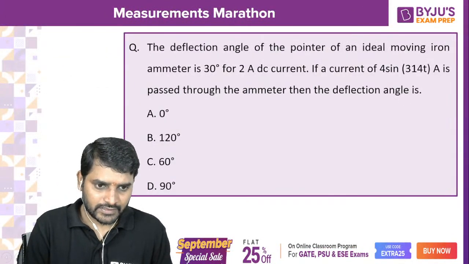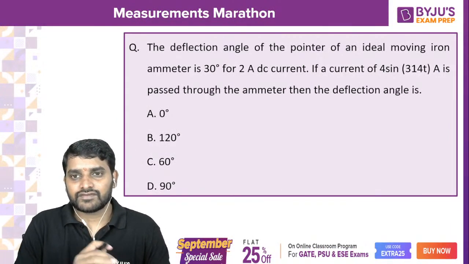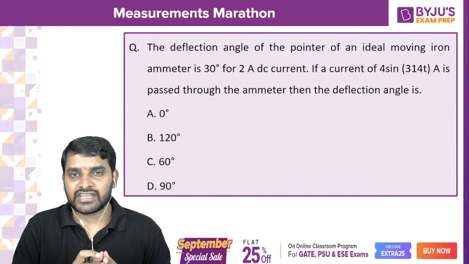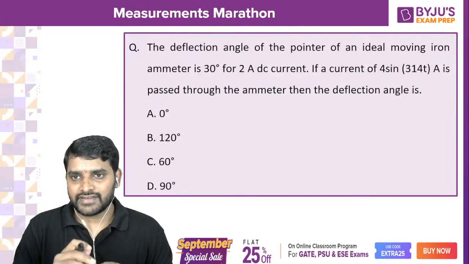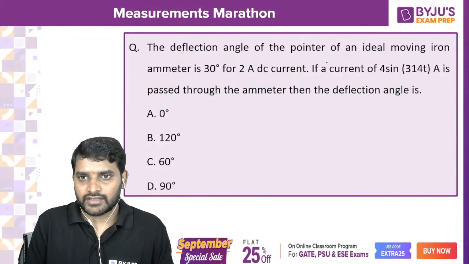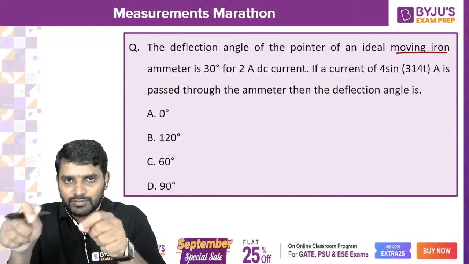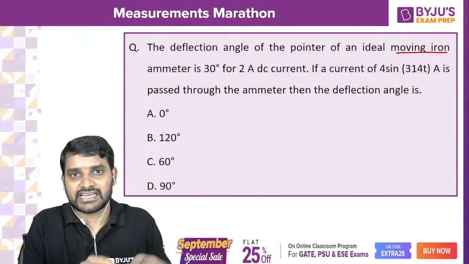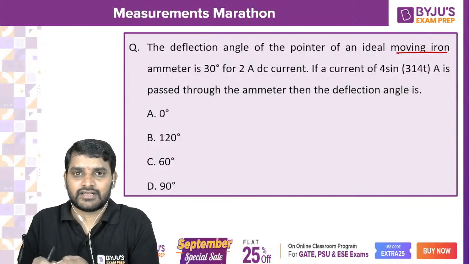Now here, look into this one. The deflection of the pointer of an ideal moving iron ammeter is 30 degrees for 2 amperes DC current. If a current of 4 sin 314t amperes is passed through the ammeter, then the deflection angle is? So it is a moving iron ammeter. Through it, we are sending 2 amperes DC current, and we are sending 4 sin 314t AC current.